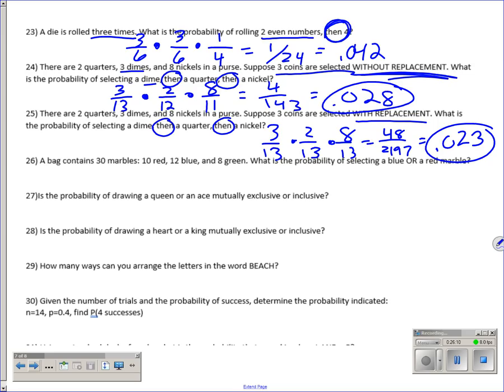Number 26, a bag contains 30 marbles. There's 10 red, 12 blue, and 8 green. What is the probability of selecting a blue or a red marble? 2 events that are mutually exclusive. All you got to do is add. Or means to add. So we got the probability of getting a blue plus the probability of getting a red. That's a 12 out of 30 chance for blue and a 10 out of 30 chance for red. That's just equal to 22 over 30, or 0.733.